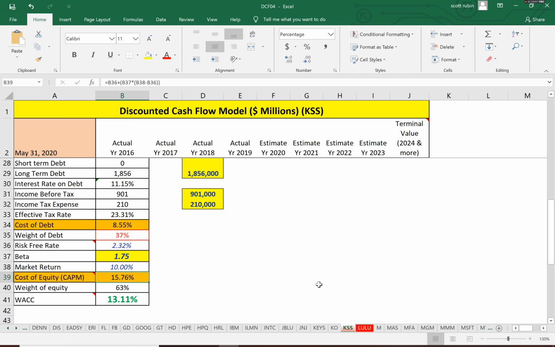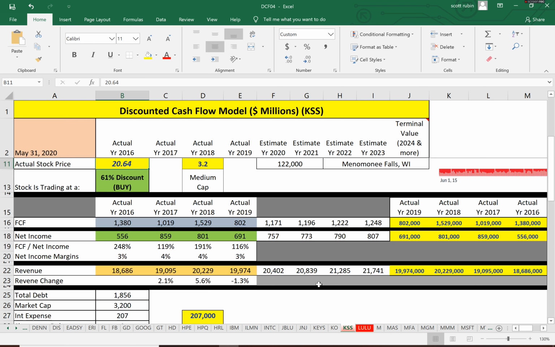So as you can see, cost of equity is 16%, cost of debt is 8.5%. And equity has a higher return than debt because equity is riskier. In the event of a default, debt holders are paid before equity holders. So debt holders take on less risk and therefore get a less return than equity holders. Now when you combine the two numbers together, you get the WACC, the weighted average cost of capital, and that's a discount rate we need to apply to the future cash flows.